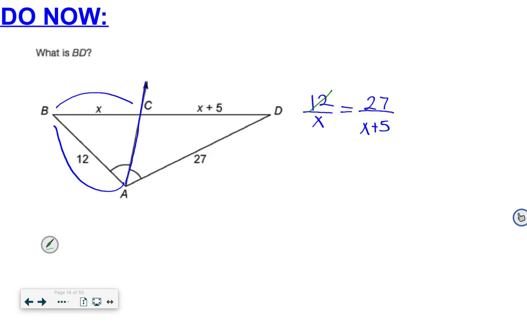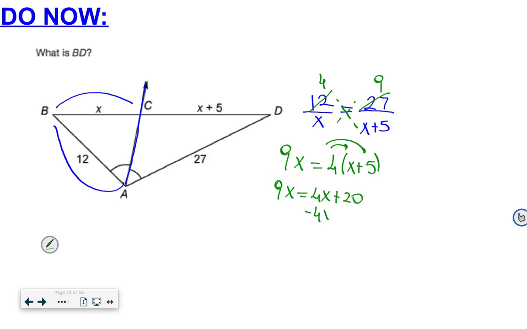12 divided by 3 is going to be 4. 27 divided by 3 is going to be 9. Now we can use cross multiplication. 9x is going to be equal to 4 times x plus 5. If we distribute 4 into the parentheses, 9x will be equal to 4x plus 20.